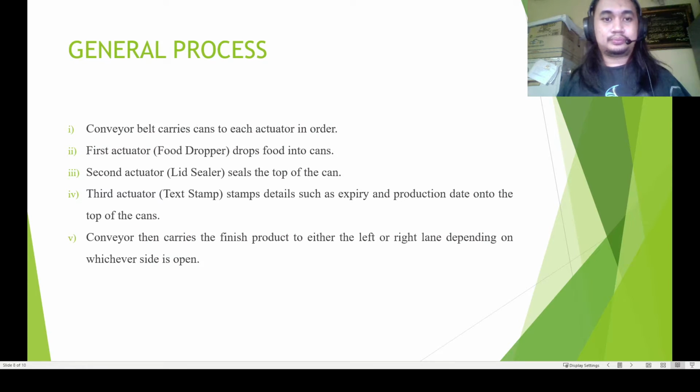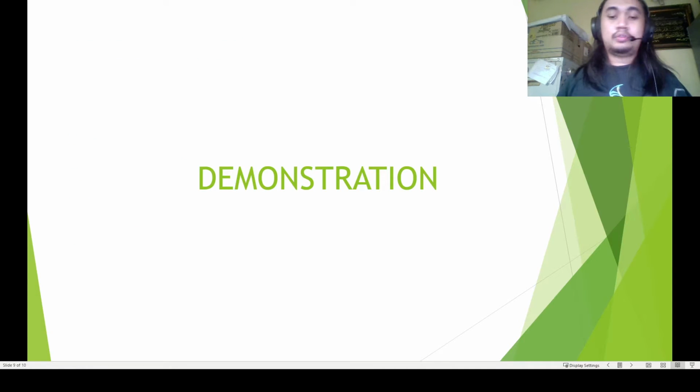Alright. Now for the demonstration of my ladder diagram.